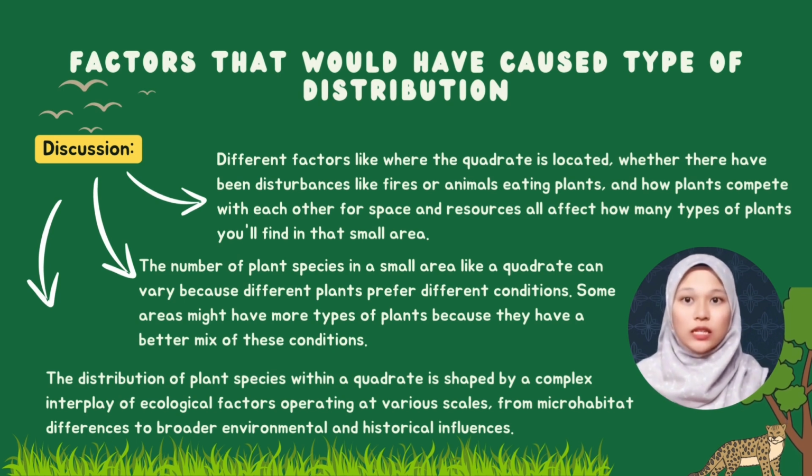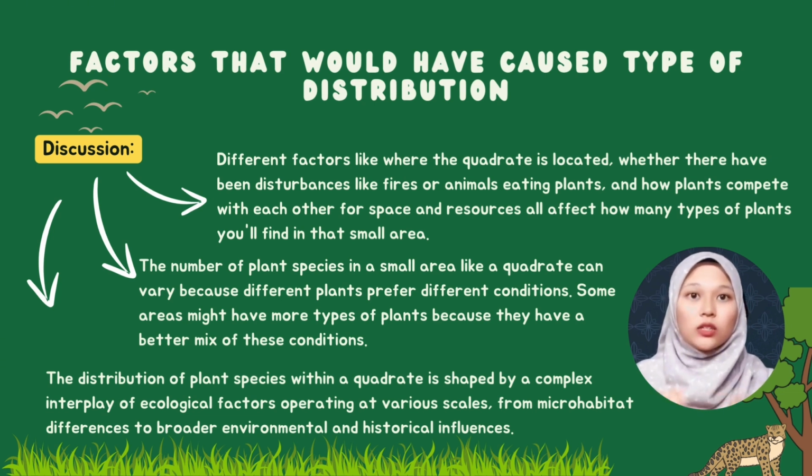In discussion, the distribution of plant species within a quadrat is shaped by a complex interplay of ecological factors operating at various scales, from microhabitat differences to broader environmental and historical influences. Understanding these factors is crucial for interpreting biodiversity patterns and for effective conservation and management of ecosystems.